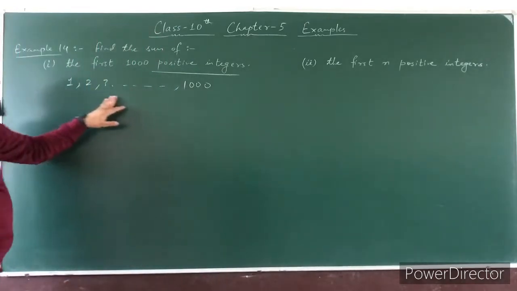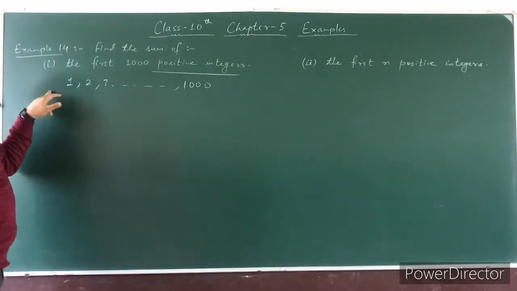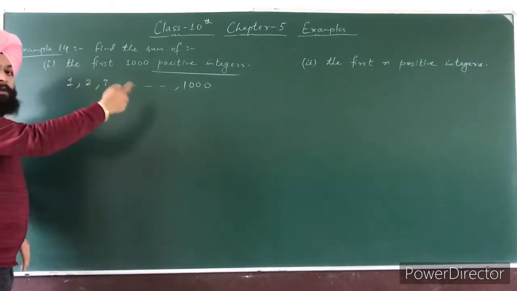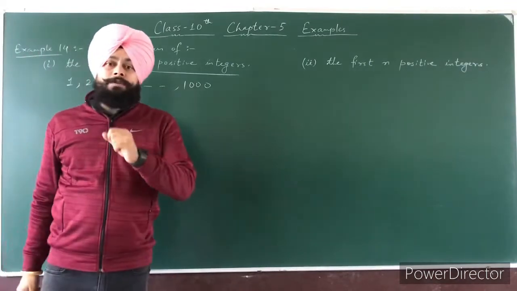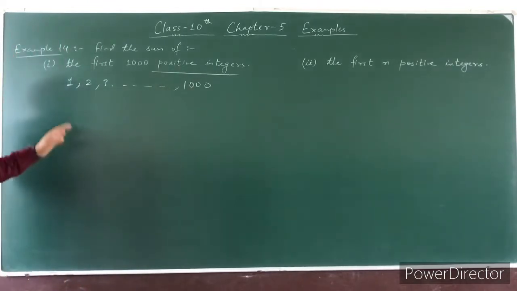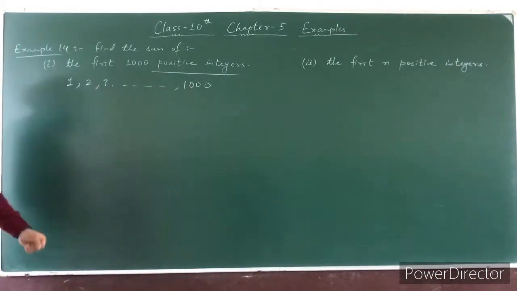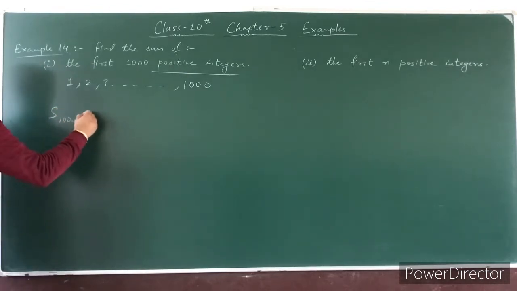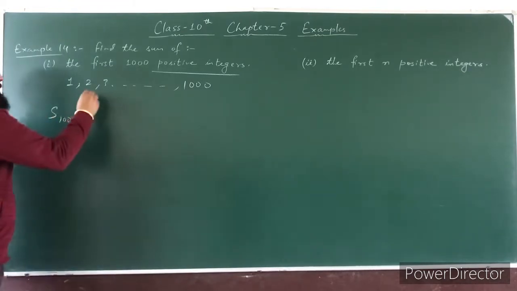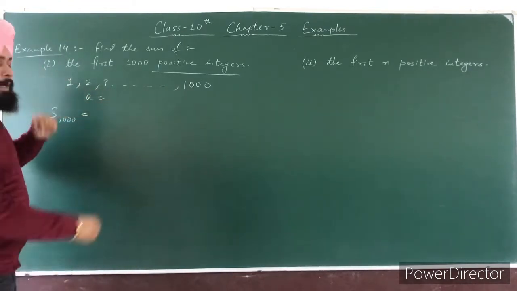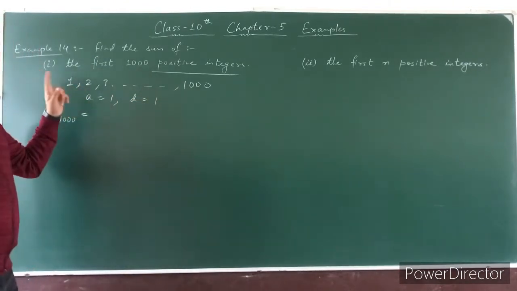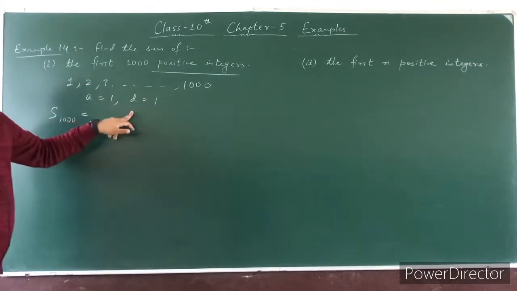You can see that these positive integers have common difference 1. 2 minus 1 is 1, 3 minus 2 is 1, 4 minus 3 is 1. So the common differences are equal in the first 1000 positive integers, which means the given series is an AP. You have to find their sum, with n equal to 1000. The first term is 1, and the common difference is again 1 because 2 minus 1 is 1.